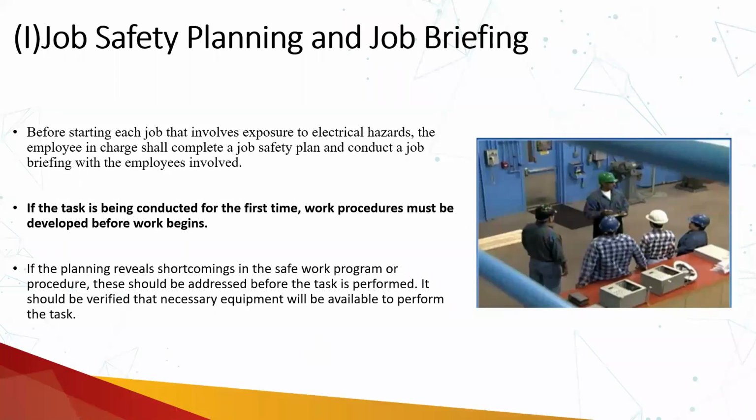Then the I part is related to the job safety planning and briefing. Before the start of each job that involves exposure to electrical hazard, the employee in charge shall complete a job safety plan and conduct a job briefing with the employees involved. So if the task is being carried out for the first time, the work procedure must be developed before the work begins. If the planning reveals shortcomings in the safe work program or procedure, they should be addressed before the task is performed. It should be verified that the necessary equipment will be available to perform those particular tasks.